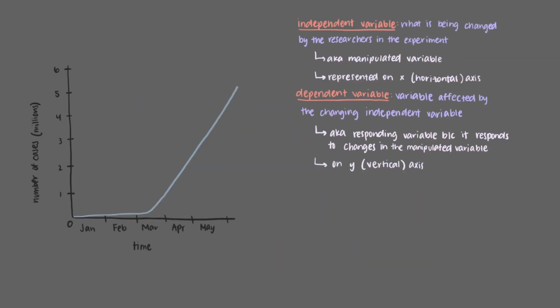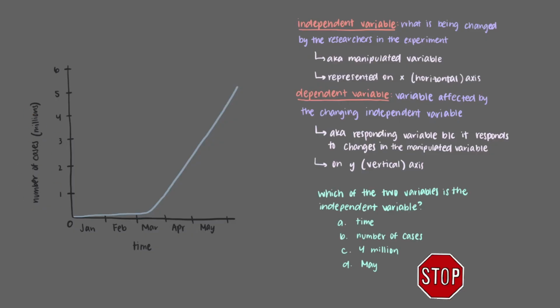Now let's look at this graph that plots the number of COVID-19 cases from January to May in 2020. In this case, the two variables are the date and the total number of COVID-19 cases. Which of the two variables is the independent variable?